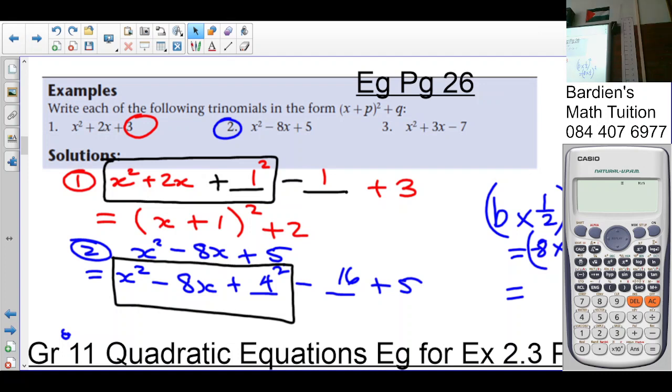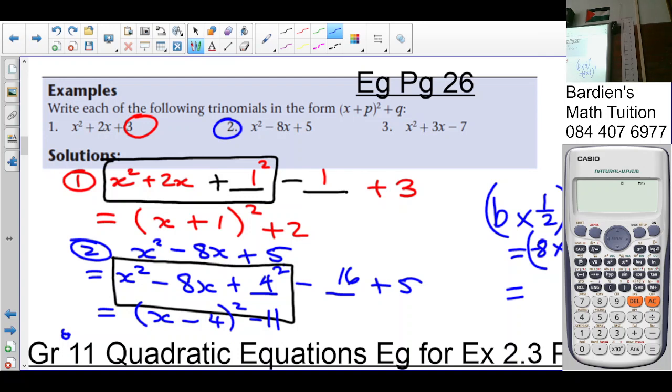So what will it give us now? It will be x plus or minus 4, squared. That's all. It was negative 16 plus 5. Negative 11. Negative 11. Does it make sense? You're getting it?